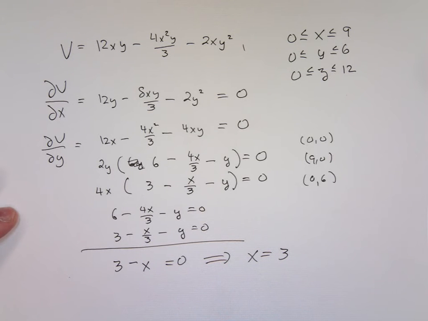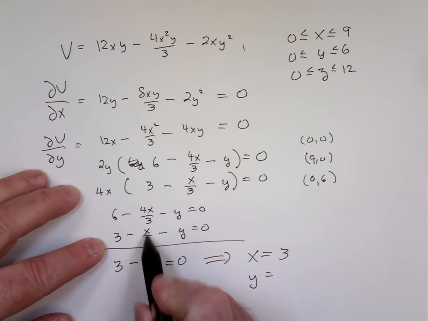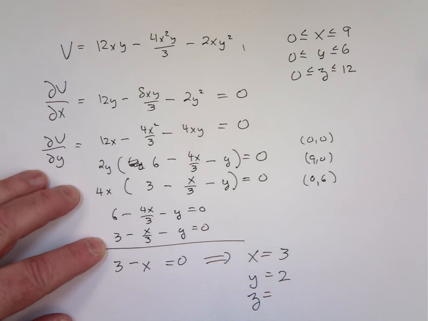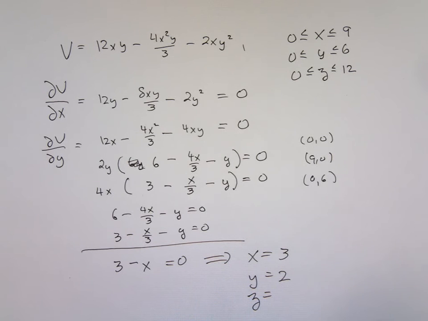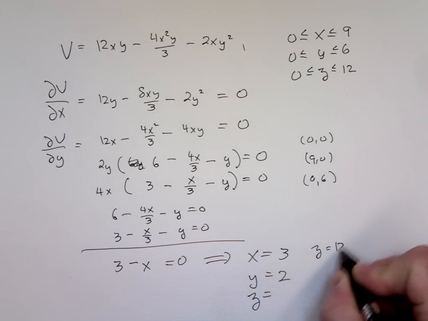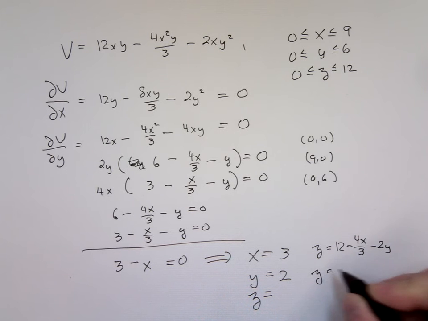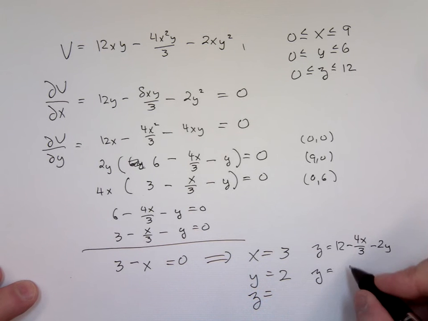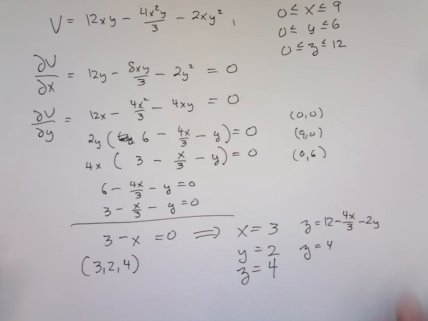If x is equal to 3, the y is equal to, here, put a 3 in here. You get 3 over 3 is 1. y is 2. The z is equal to, go back to the z, which was equal to, way back here, z was 12 minus 4x over 3 minus 2y. The z is equal to, put a 3, 8 minus 4 is 4. So the z is 4. Okay. We get 3, 2, 4. Okay. 3, 2, 4 is our critical value.